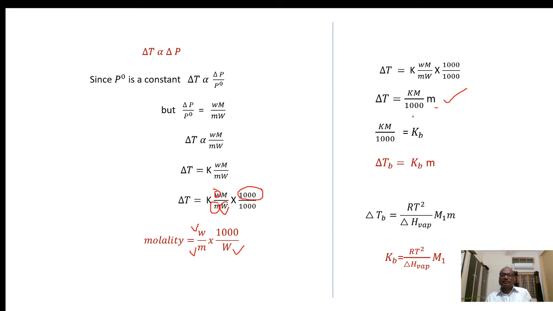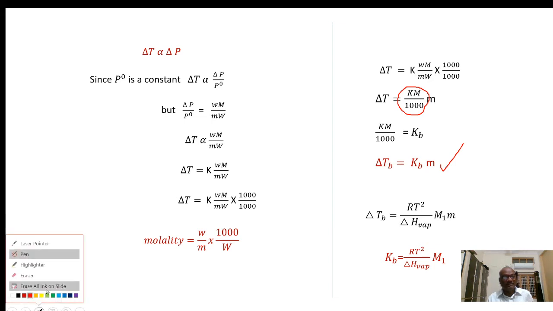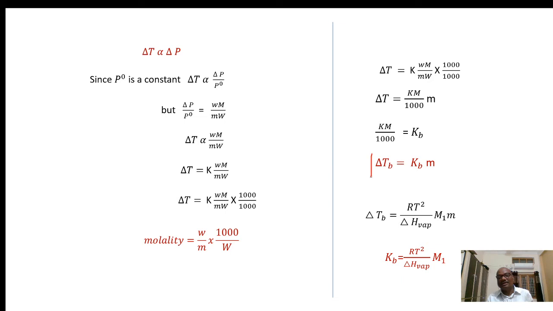So this is totally one constant. Km divided by 1000 is a constant. It depends only on the nature of solvent, because capital M is the molecular mass of solvent. So Km by 1000 is now represented by another constant, that is Kb. So when you represent it by Kb, delta Tb becomes equal to Kb into molality. This is the relation between the molality and elevation of boiling point. You remember, delta Tb is equal to Kb into molality.